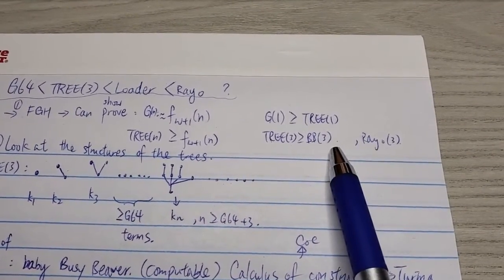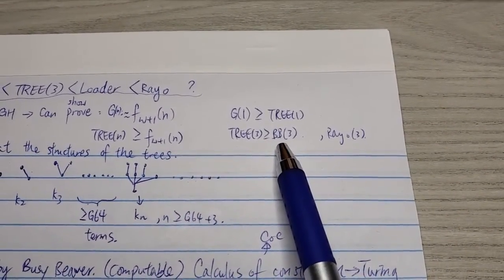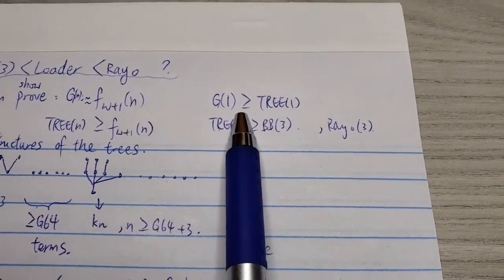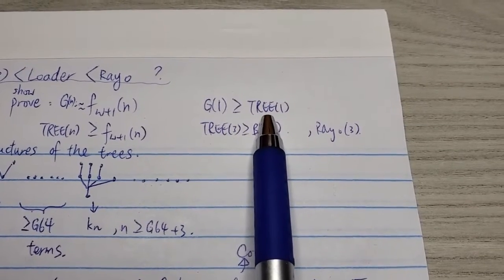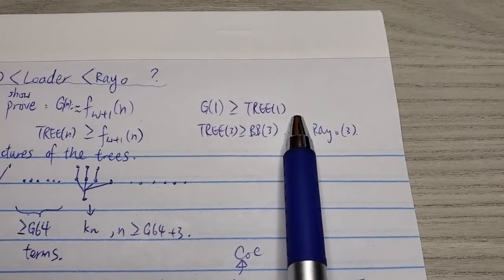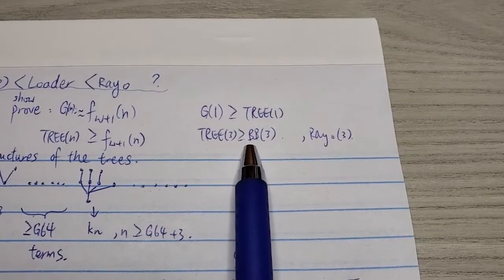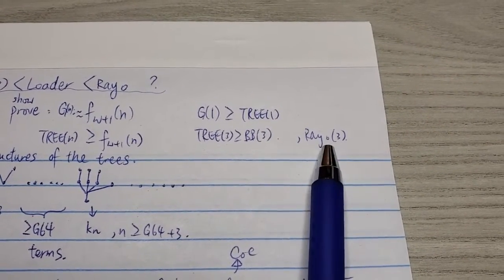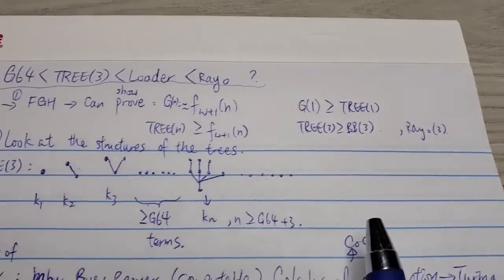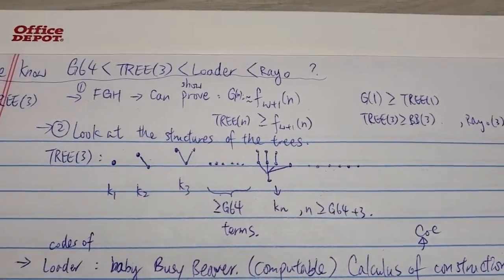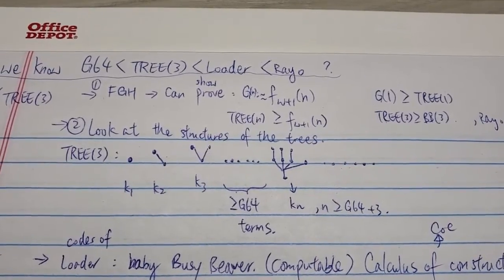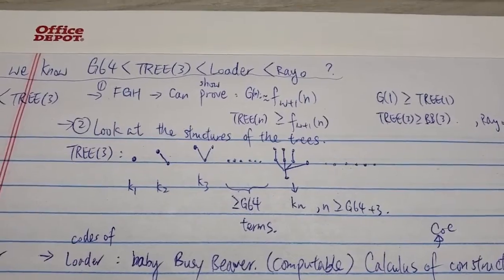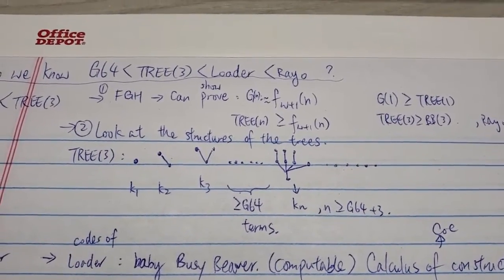However, this is not the most proper way to do it, because there are exceptions, such as G1 of Graham's number. G1 is, of course, greater than TREE(1), and TREE(3) is much bigger than BCB(3), and also TREE(3) is much bigger than Rayo(3). So this is not a 100% way to see how two numbers, let's say TREE(3) and Graham's number, compare. Even though TREE grows much faster, it might not grow as fast at the beginning.